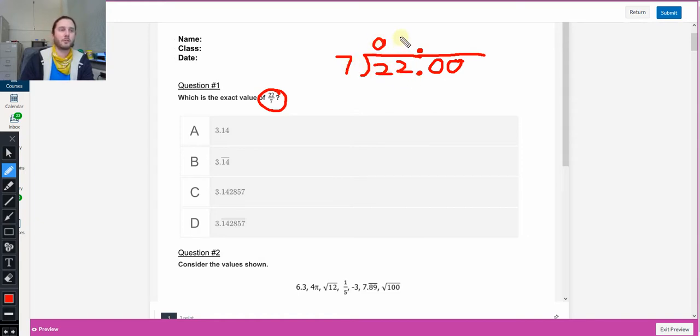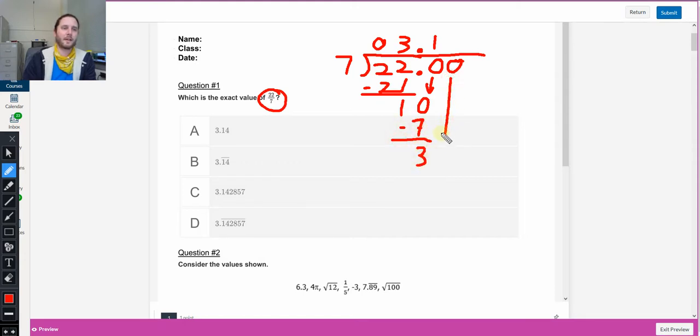7 goes into 22 3 times, so we can confirm the first number is 3. We subtract 21 from that to get a remainder of 1 and bring down the first 0. 7 will go into 10 1 time, so again, we can't rule anything out yet. Subtract 7 from there to get 3. Carry down the next 0. And 7 will go into 30 4 times. So again, we can't rule anything out quite yet. So 4 times 7, 28. We'll subtract that to get our leftover of 2.